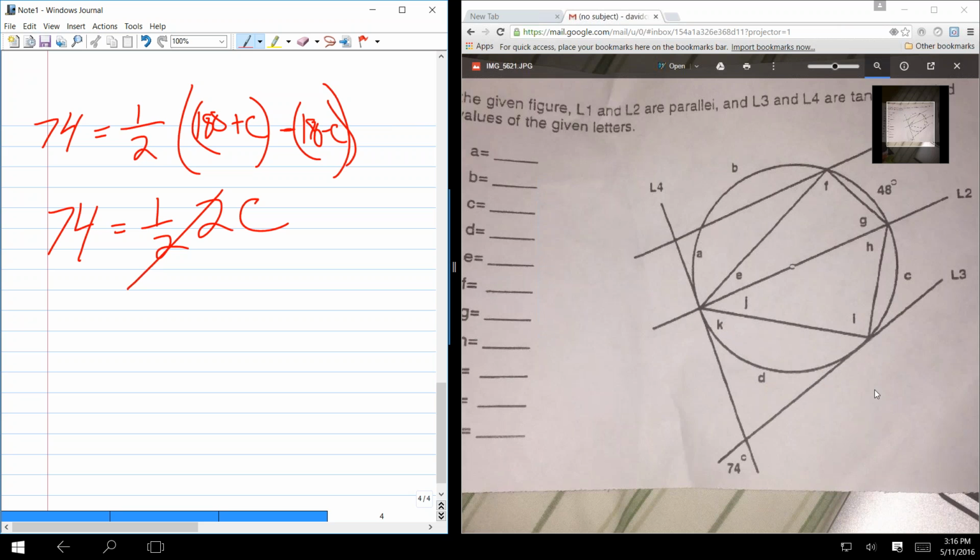So what have we yet to solve for? We've solved for I. We haven't solved for J and H yet, have we? Yeah, we have. Well, J is going to be half of C. So yeah, J is 37.